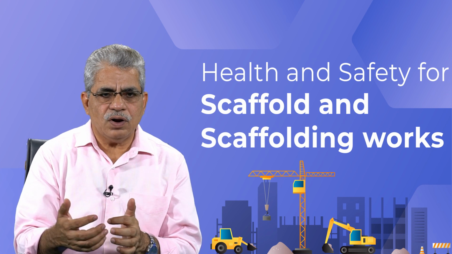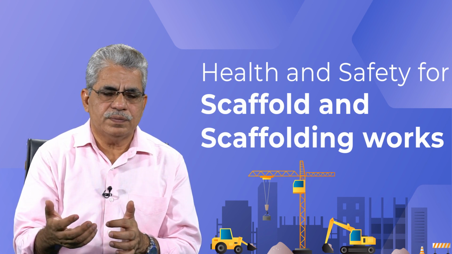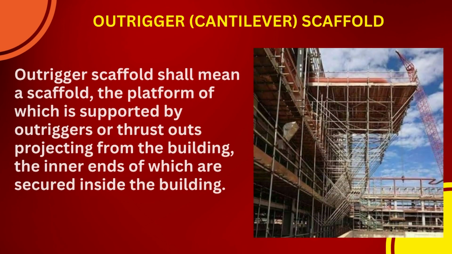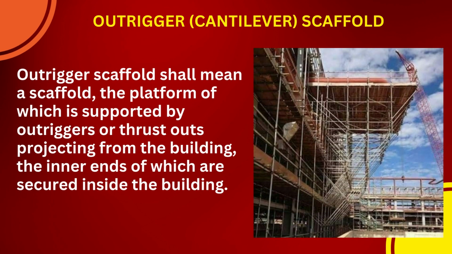Next is cantilever or outrigger scaffold. Outrigger scaffold or cantilever scaffold shall mean a scaffold the platform of which is supported by an outrigger or thrust out projecting from the building, the inner ends of which are secured inside the building. Here you can see a cantilever scaffold or outrigger scaffold.